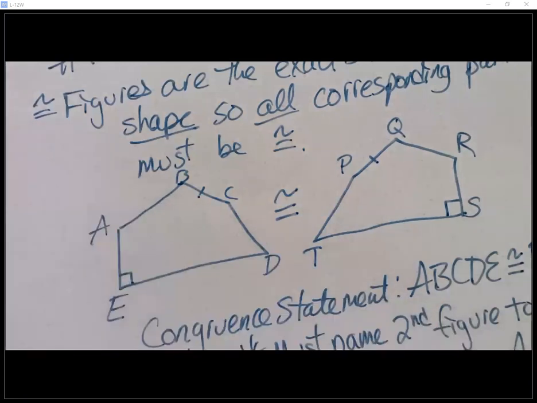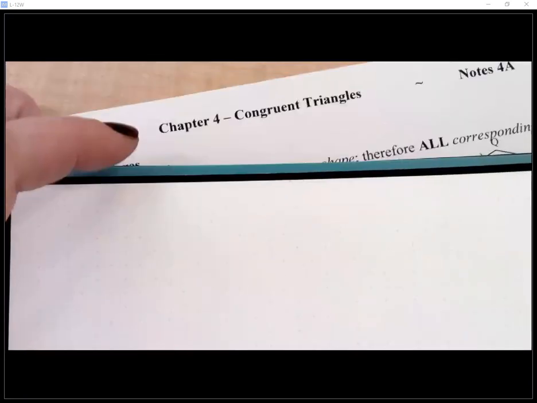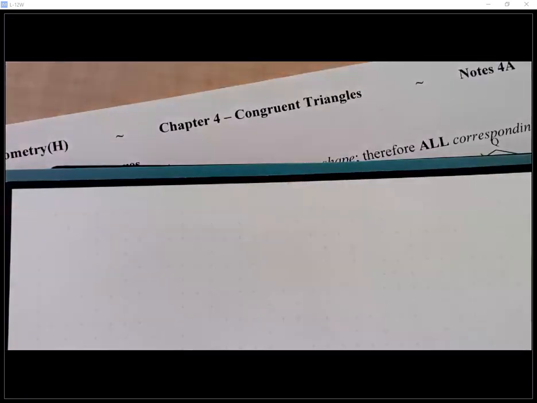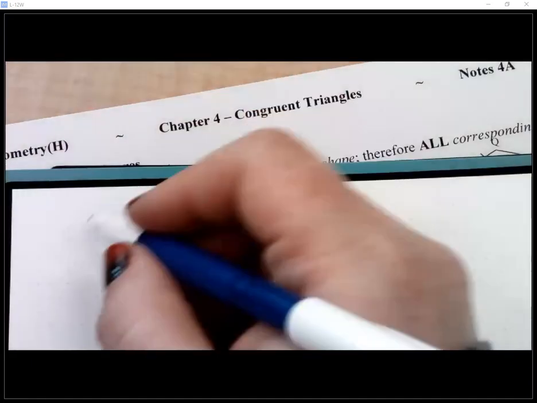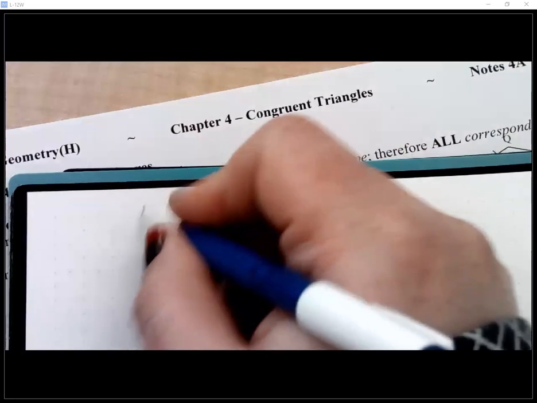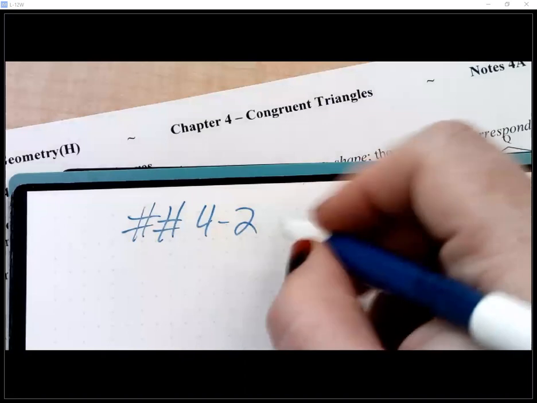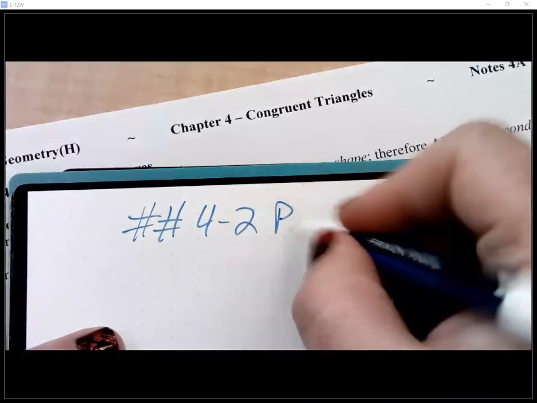All right, so now what I want to focus on is just triangles. If I want to prove to you that two triangles are the same, maybe we'll just do this. I'll just do one of the three that I was going to do, so it'll only take me like 5 minutes. Okay, so this is technically 4-2, but I'll only do the very beginning. Proving triangles congruent.